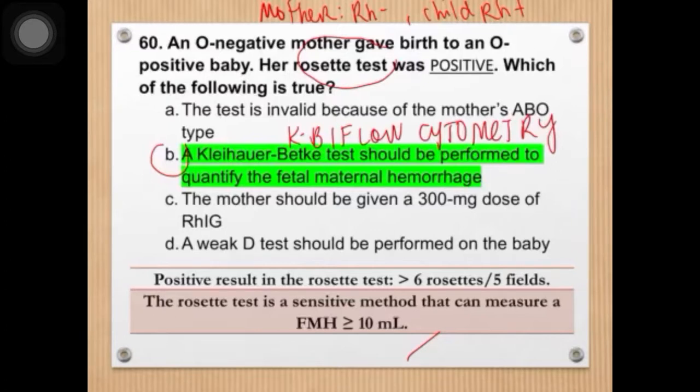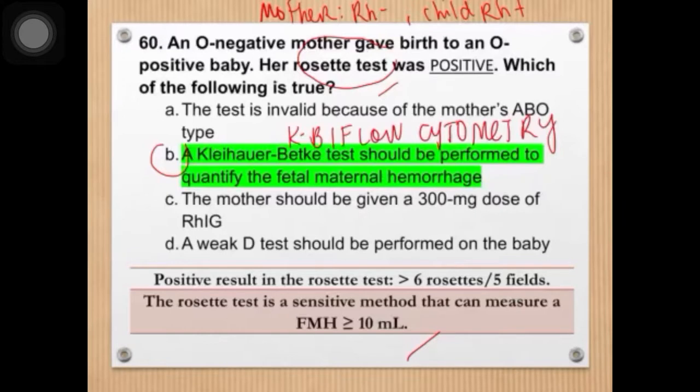What if negative ang Rosette? Standard practice po na kahit negative ang Rosette, magbigay ng isang vial ng RhoGAM. So dito po positive ang Rosette, qualitative test, so quanti muna, Kleihauer-Betke or flow cytometry to determine the amount of fetal-maternal bleed para makapag-compute po tayo ng number ng RhoGAM vial. So, what to do next? Correct answer, letter B, after ng Rosette, quanti, Kleihauer-Betke, or flow cytometry test. Correct answer is 60, letter B.